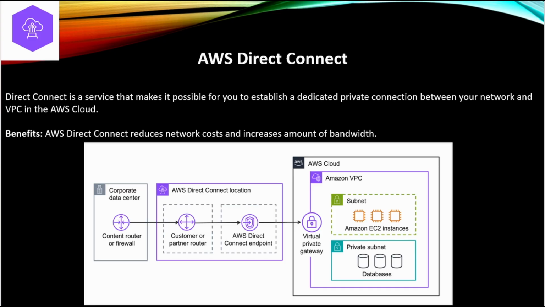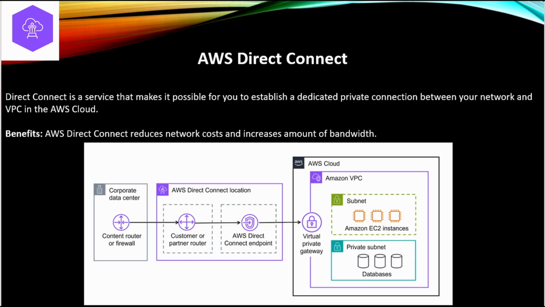It's like the private express train. If you can't risk the traffic jams of the public internet, Direct Connect provides a physical dedicated fiber line from your building to AWS. It's the ultimate in speed and security. Direct Connect is a service that makes it possible for you to establish a dedicated private connection between your network and VPC in the cloud. If we talk about benefits, AWS Direct Connect reduces network cost and increases the amount of bandwidth.